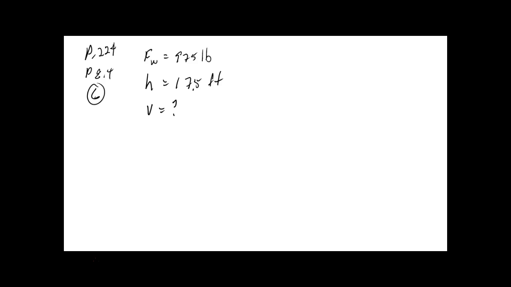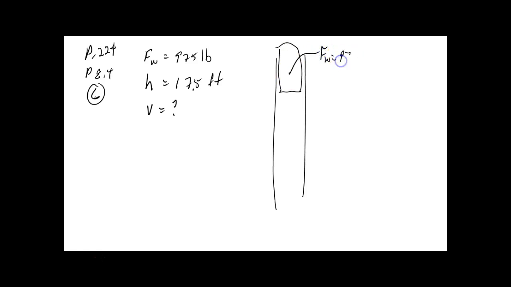okay? What that means is draw yourself a little picture, okay? Here's a pile driver, it's in this chute, here's a pile that's in there, and the weight of this, F sub W, is equal to 975 pounds. Okay? Now, here's the pile way down here.